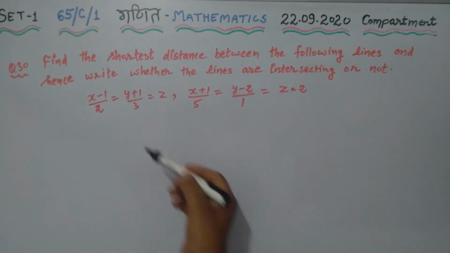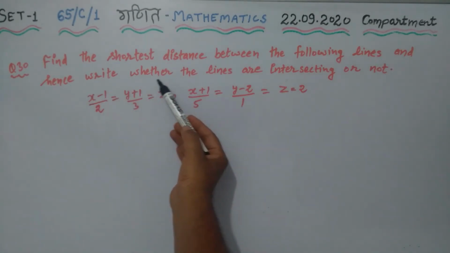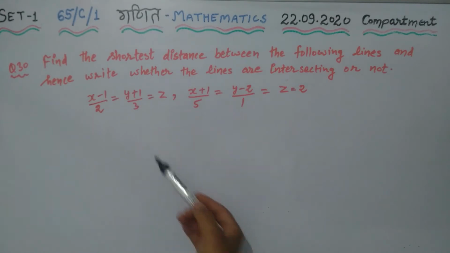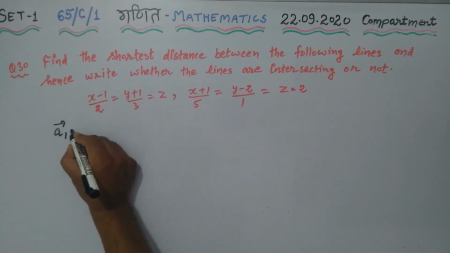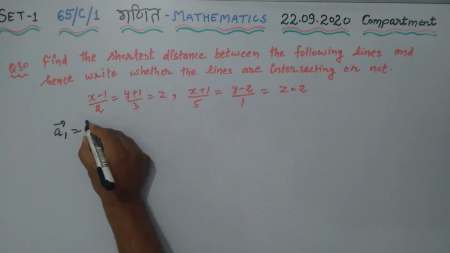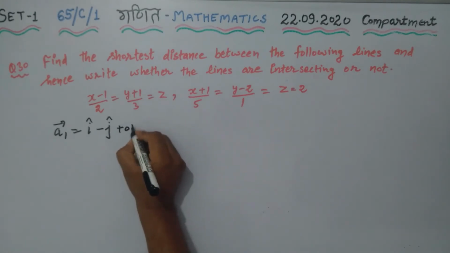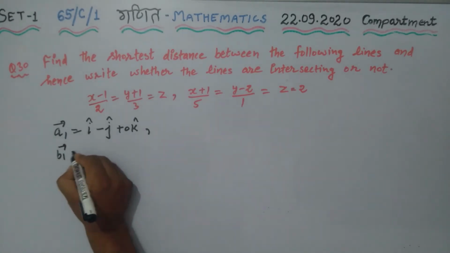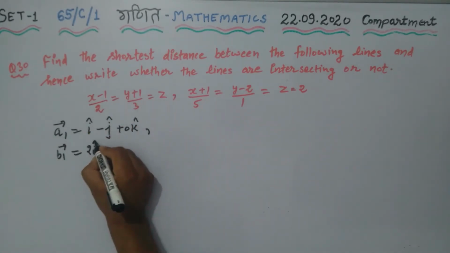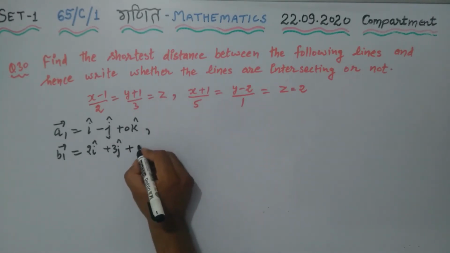Question number 30. Find the shortest distance between the following lines and hence write whether the lines are intersecting or not. This is the first line, this is the second line. So from the first line we see what is a1. This is equal to i minus j plus 0k. And what is b1? Direction ratios. This is 2i plus 3j plus 1k.